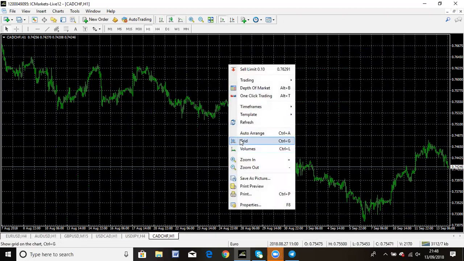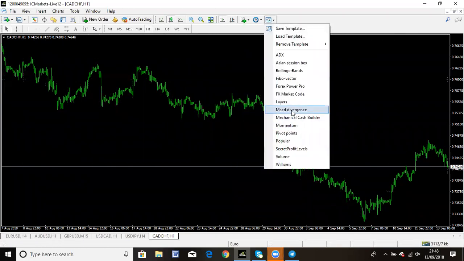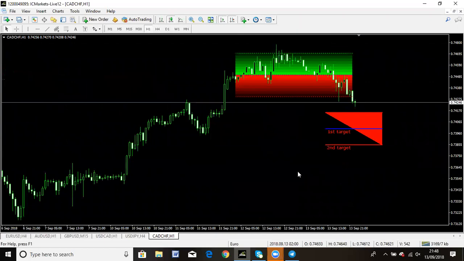So again, remove the grid. Get this guy in. There you go. See where the target is right now, right? So he hasn't hit our target. The target is here roughly.